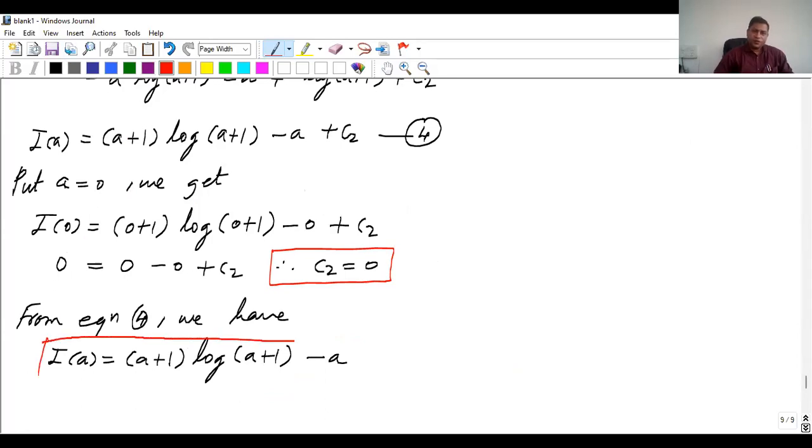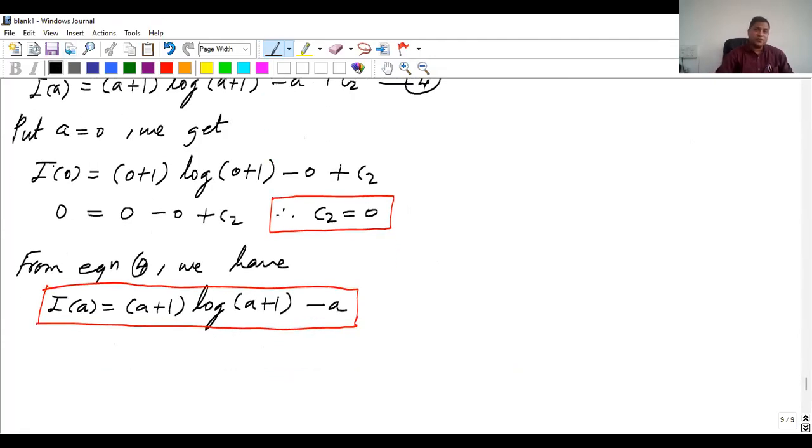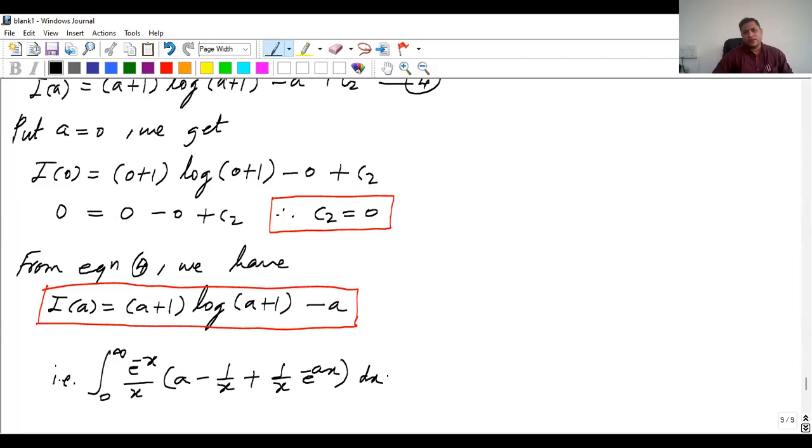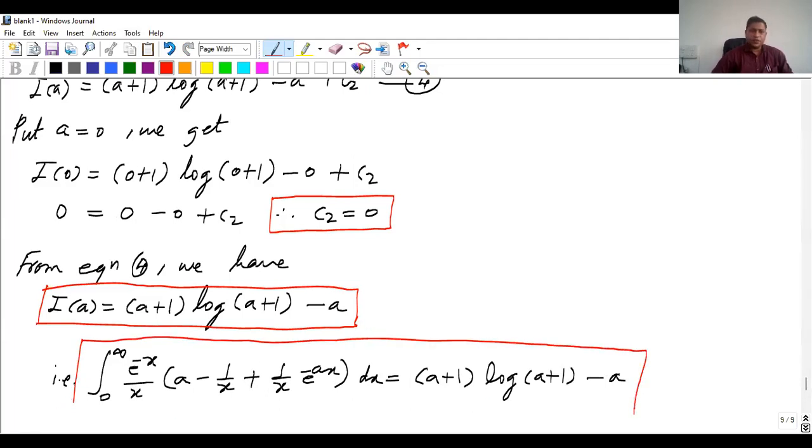Here we got the value of the integral. We can say that the integration from 0 to infinity of e raised to minus x upon x, times A minus 1 by x plus 1 by x e raised to minus Ax, dx, is equal to A plus 1 log of A plus 1 minus A. So this way, using differentiation under the integral sign, we are able to evaluate the integrals.